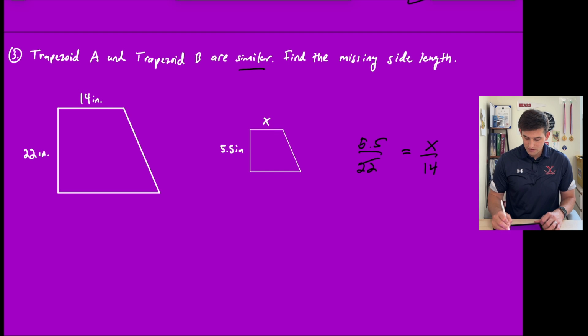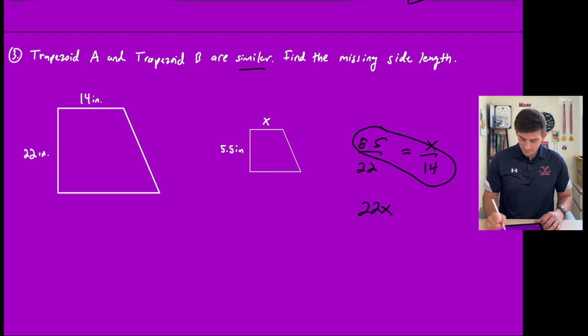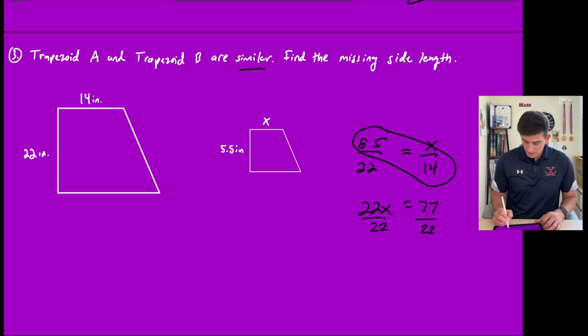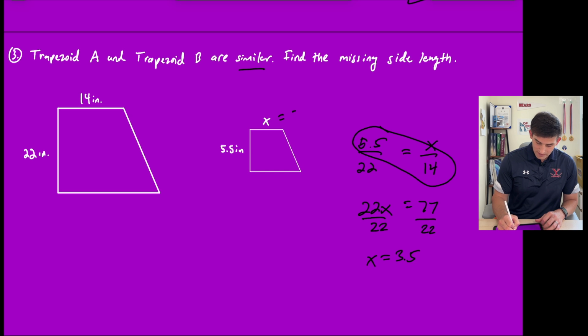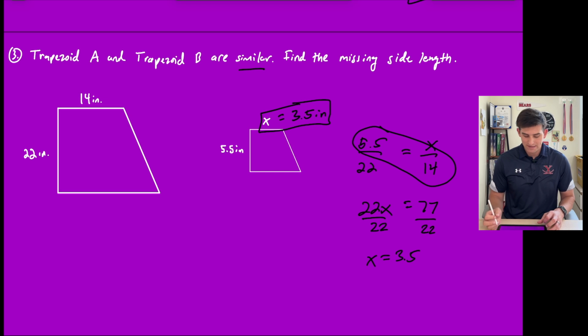So now we can just cross multiply. 22x, and then we can do 5.5 times 14. So we do 14 times 5.5, and that gives me 77. And then let's divide that by 22. So we see that x should be 3.5. We could write that right there, 3.5 inches for that missing side length. Okay, and that's what similar figures are all about.